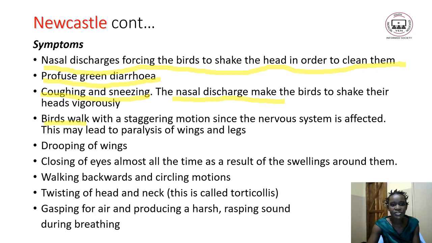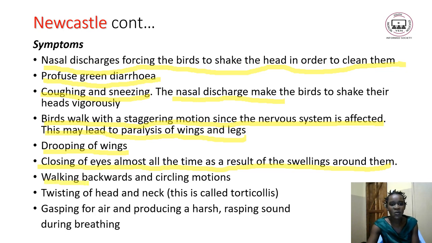Apart from that, birds walk with a staggering motion since the nervous system is affected. They do not walk properly, and this may lead to paralysis of wings and legs. Another symptom is dropping of wings. Also, closing of eyes almost all the time as a result of swelling around them. So there are some swells around the eyes. That's why most of the times they will look like they are closing their eyes.